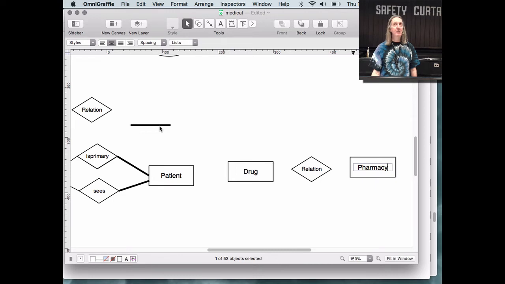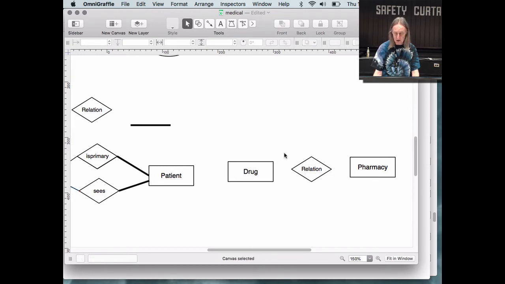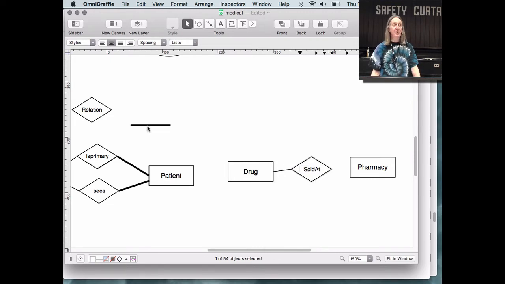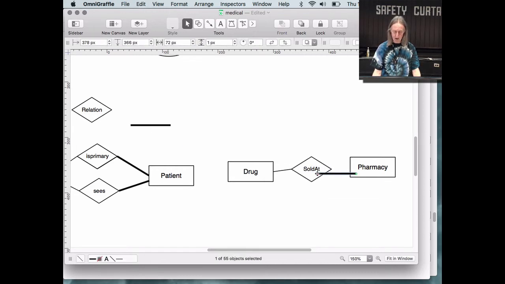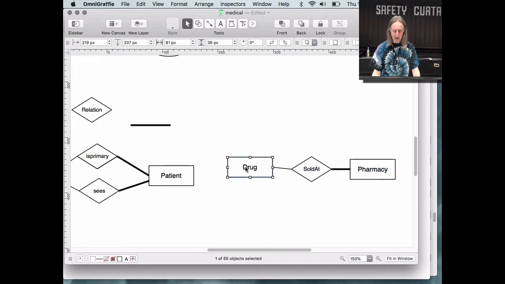Alright, so a drug may or may not be sold at any pharmacy. That would be slightly unusual, but I guess we can leave it as partial participation. And every pharmacy is not much of a pharmacy if it doesn't sell any drugs, so it would make sense to make that total. And this is clearly going to be a many-to-many relationship. A drug may be sold at many pharmacies, and a pharmacy may sell many drugs.